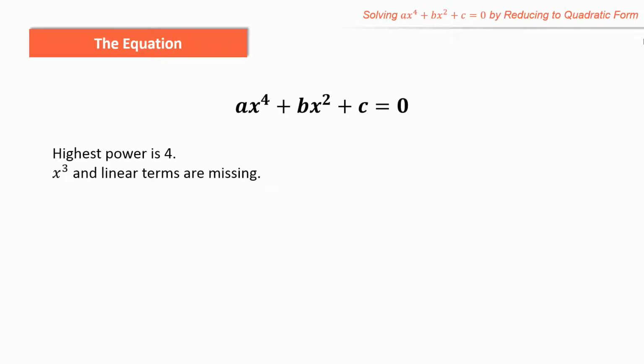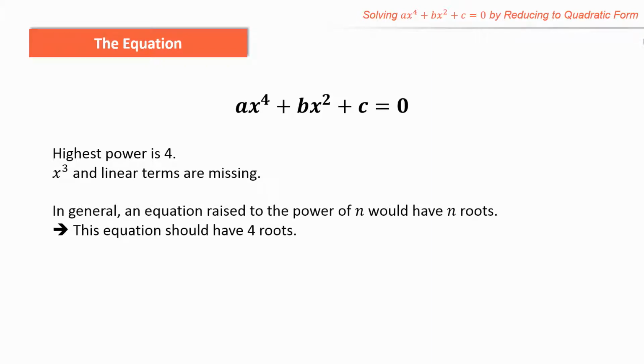The first observation is that the highest power is 4. x cubed and the linear terms are missing. The next observation is that, in general, an equation raised to the power of n would have n roots. Therefore, we expect this equation to have 4 roots since the highest power is 4. Let us now see how we can solve it.